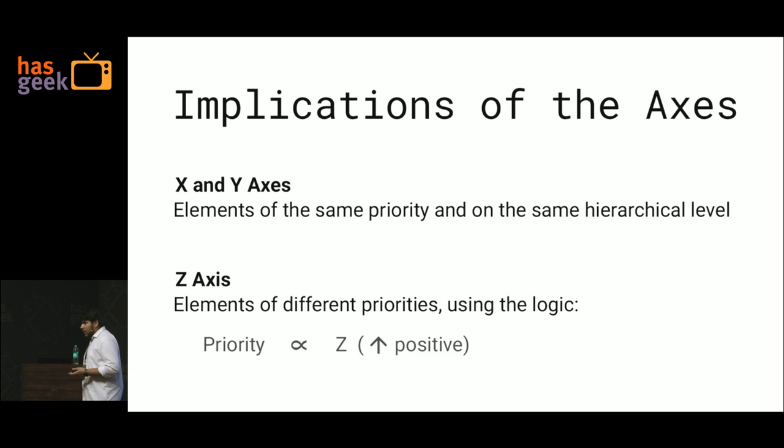But the z-axis is what actually makes it complex, because the closer you are to the user, the higher the priority. That's why dialogues and the floating action button get the highest elevation in the entire Android system, because they're the most important actions.